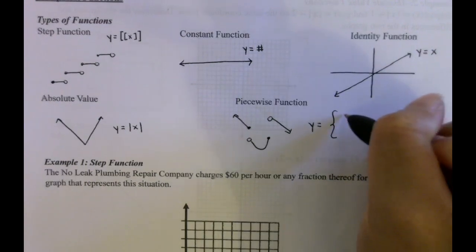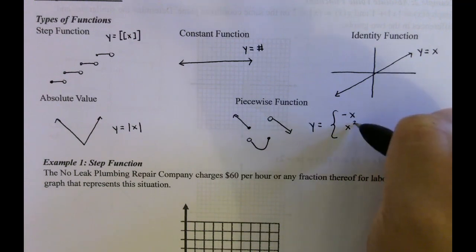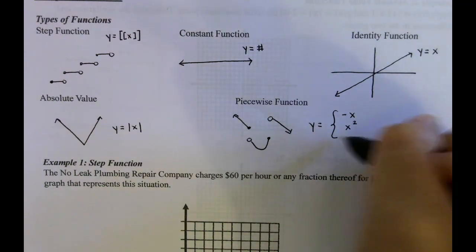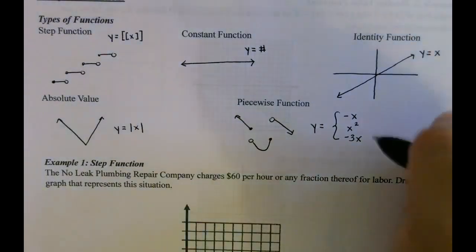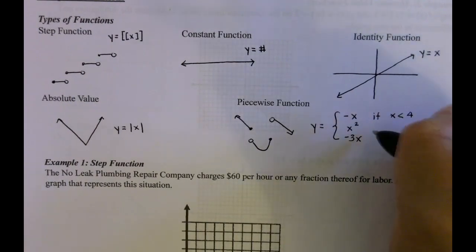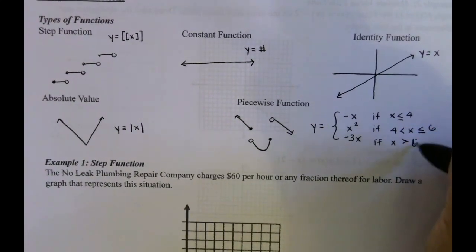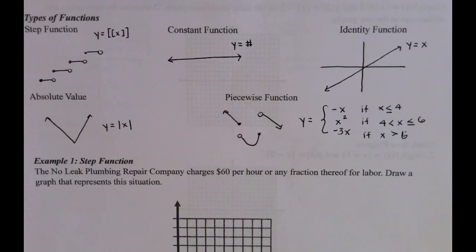So I'll have something like y equals negative x, y equals x squared, y equals negative 3x or something. And then it will have a domain that goes with it, right? So this is if x is less than 4. This is if x equals 4. This is if x is between 4 and 6 or something, and then this is if x is greater than 6 or something like that. It'll have different pieces to it.